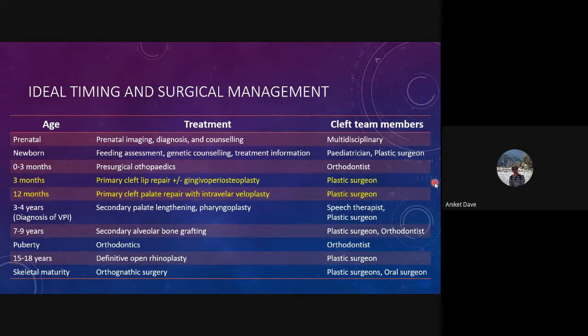Now, these children need to be operated at an ideal time. If the surgery is performed at these ideal times, the results are wonderful. They have the best functional as well as aesthetic outcome. And the most important ones are the ones which are highlighted here in yellow. That is the cleft lip repair, which should be performed around 3 months of age, maybe up to 6 months, but shouldn't be delayed more than that, ideally. And cleft palate should be managed by 12 months of age. That is the age before the child starts speaking, so that they don't develop abnormal speech.